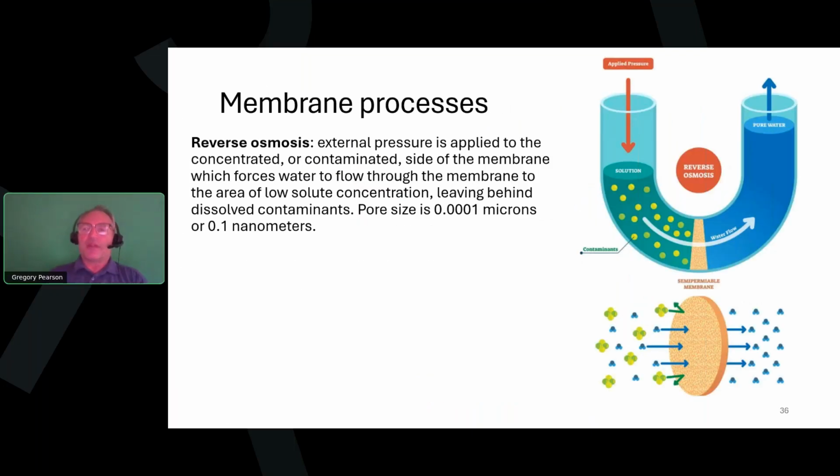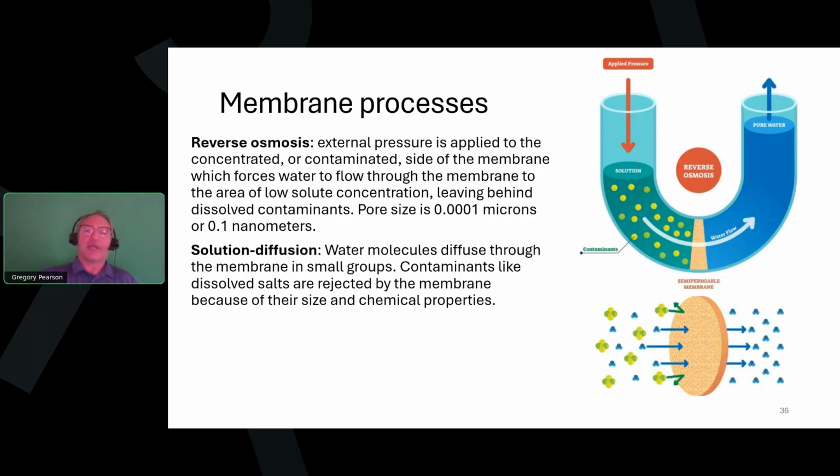Membrane processes are a little bit different. They force water through a membrane. In reverse osmosis, the pore size is 0.0001 microns, very small, or 0.1 nanometers. So the only thing that's making it through the pore is water, and it's leaving behind the dissolved ions.